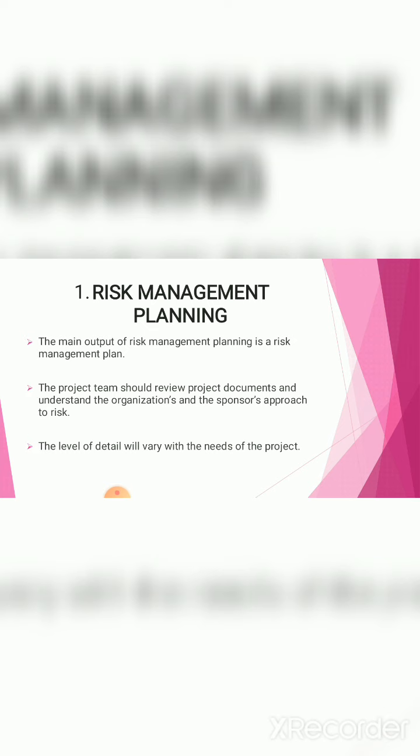Number first is risk management planning. The main output of risk management planning is a risk management plan. The project team should review project documents and understand the organization's and the sponsor's approach to risk. The level of detail will vary with the needs of the project.